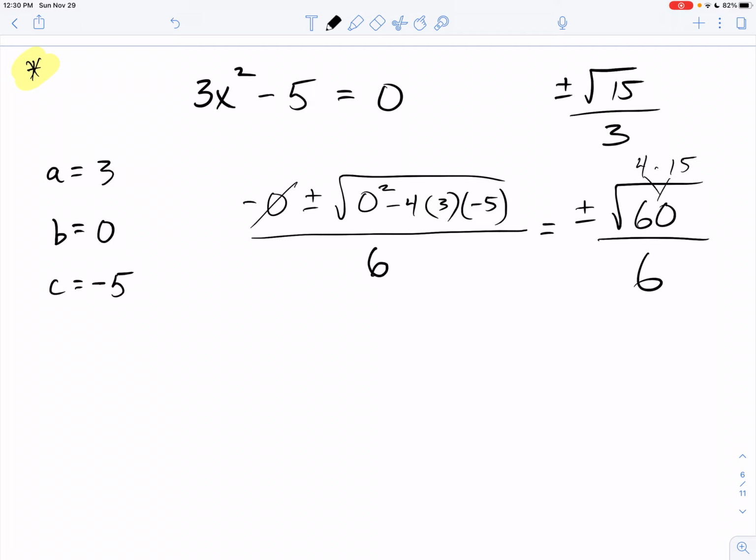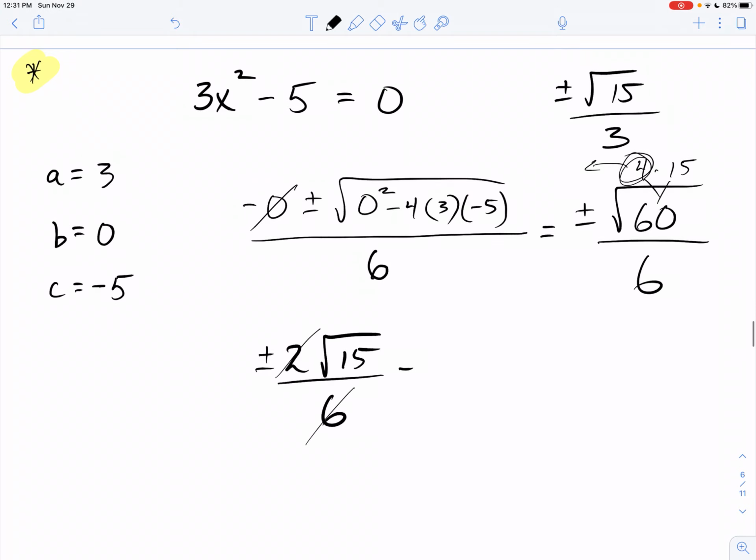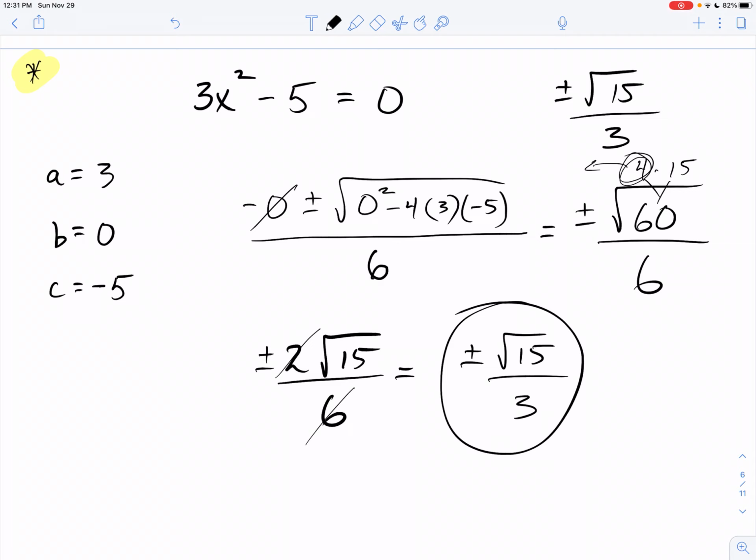4 times 15. Now, I'm doing that a little quick. You might have to look through a chart. But then again, I'm not going to give you a ton of problems to practice, just enough so that you're comfortable with it. So I'm going to have plus or minus... no, I almost wrote 4. This will produce a 2 on the outside. This will stay inside, and that's a 6. And then I go, hey, boom, I got these two guys I can reduce. Plus or minus radical 15 over 3. Yep, that's what I thought it was.